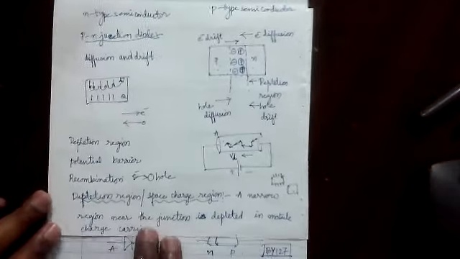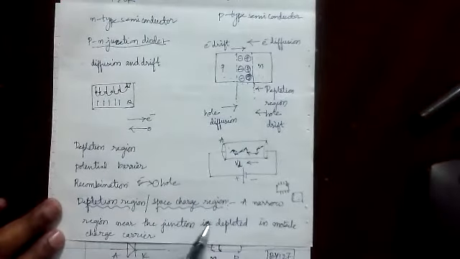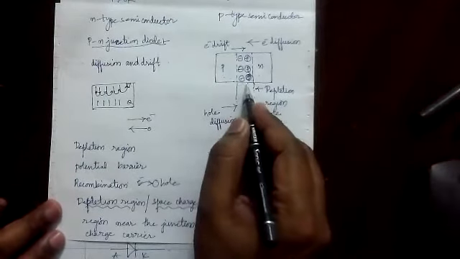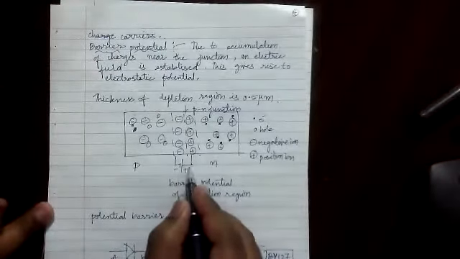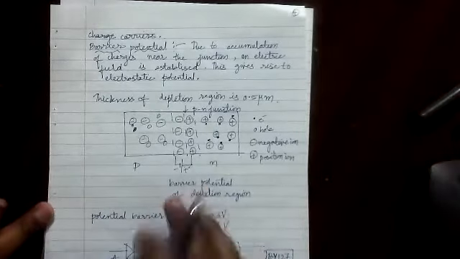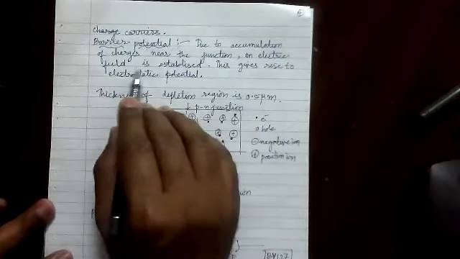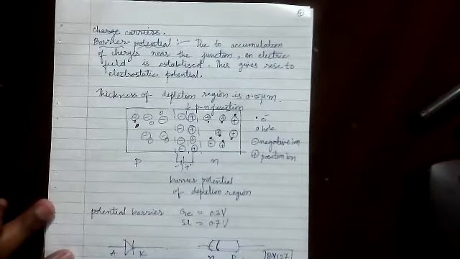Now, what is depletion? Depletion region means a very narrow region where the junction is depleted of mobile charge carriers. This region is said to be the depletion region, also known as the space charge region. The small potential difference developed across it is said to be the potential barrier. Due to accumulation of charges near the junction, an electric field is established. This gives rise to an electric potential. Understood? So this is the definition of barrier potential.